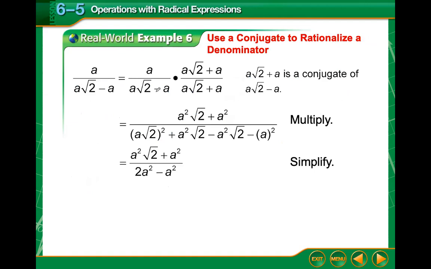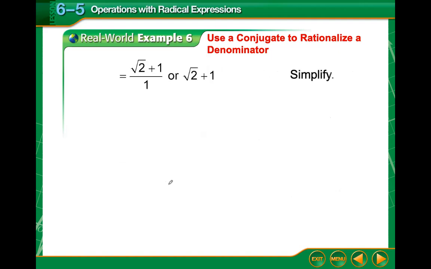So when they multiply, you'll notice that the square root will go away in the denominator. This is using the rule of a difference of two squares. Like a plus b times a minus b will get you a squared minus b squared, which is what happened here. We have 2a squared minus a squared. So we can factor out the GCF. And simplify, we get the square root of 2 plus 1 all over 1, which is just the square root of 2 plus 1.